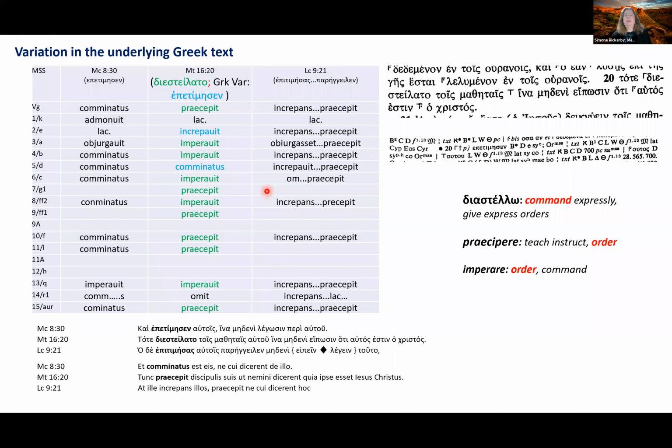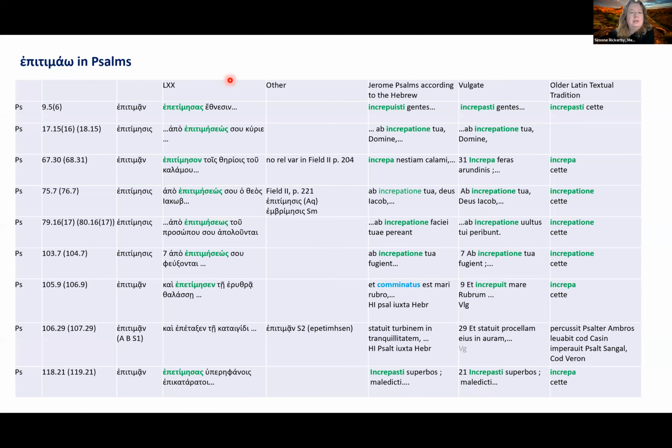So, and finally, in our little foray into the Latin text, I would like to look at comminari and epitomao in Jerome in Psalms. We might wonder if there is evidence elsewhere in the Latin textual tradition, such as the Old Testament, where comminari is regularly associated with epitomao.